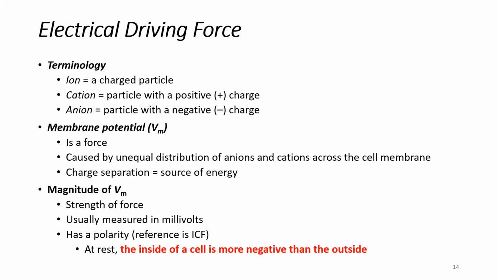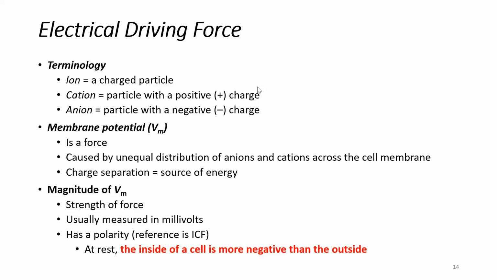First of all, we want to think about what an ion is. An ion is any charged particle. Sodium is an ion, potassium is an ion, calcium chloride is an ion. And then more specifically, we have cations and anions. This should be a bit of a review, but cations are positively charged particles. So again, sodium is a cation, it's positively charged. Anions, however, are negatively charged particles. So chloride is an anion because it carries that negative charge.